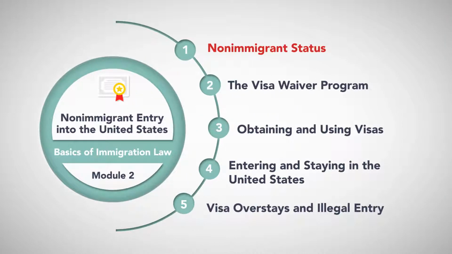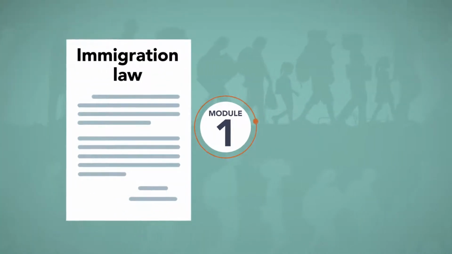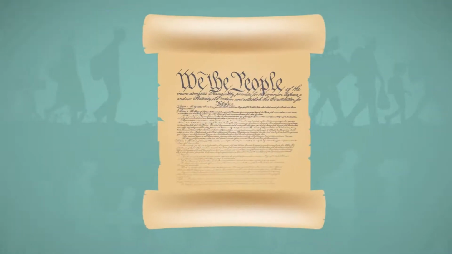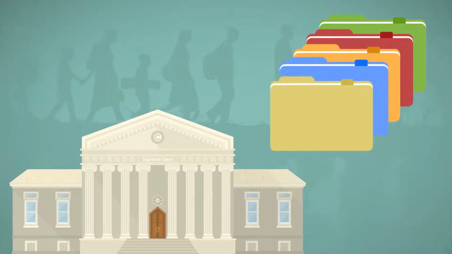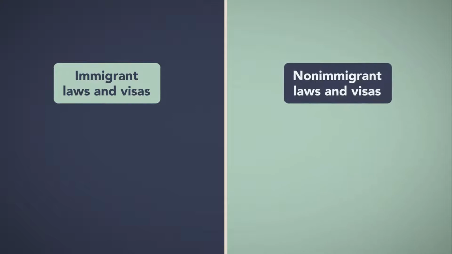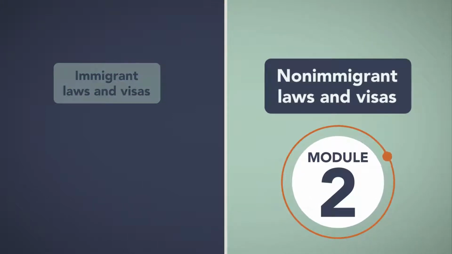Non-Immigrant Status. In Module 1, we examined the origins of immigration law, the effects of immigration on different societies, the sources of United States immigration laws, and Supreme Court cases that have shaped those laws. Today, U.S. immigration law can be divided into two general areas: immigrant laws and visas, and their non-immigrant counterparts. In this module, we will take a closer look at laws governing those with non-immigrant status.